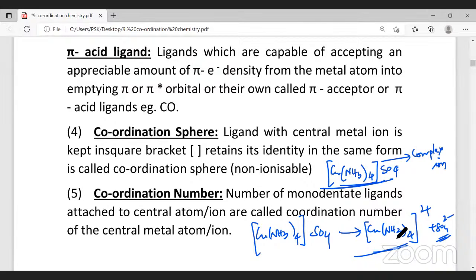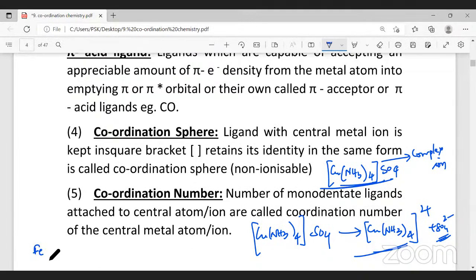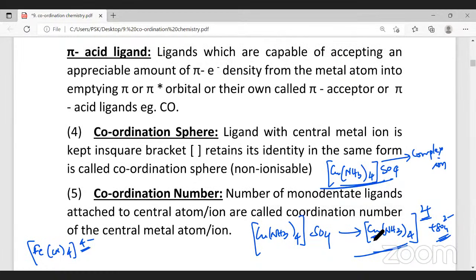Any complex ion is electrically charged. It can be positive or negative. For example, [Fe(CN)6]4- is a complex ion having negative charge, while here you can see a complex having positive charge. A complex ion can be either positive or negative, and contains the central metal. Here the central metal is copper, and here the central metal is iron, surrounded by a definite number of ligands. Copper is surrounded by 4 ammonia molecules, and iron is surrounded by 6 cyanide ions. So the coordination number is defined by the ligands.